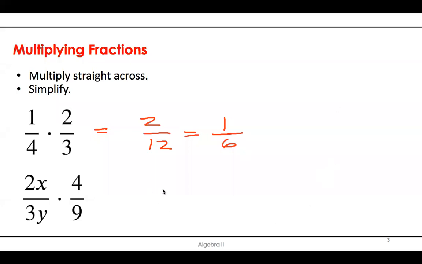Even when we include variables, the rule is still to multiply straight across. So 2x times 4 is 8x. And 3y times 9 is 27y. 8x and 27y cannot be simplified. 8 over 27 can't be simplified. So we're good there. Questions? No questions? All right.